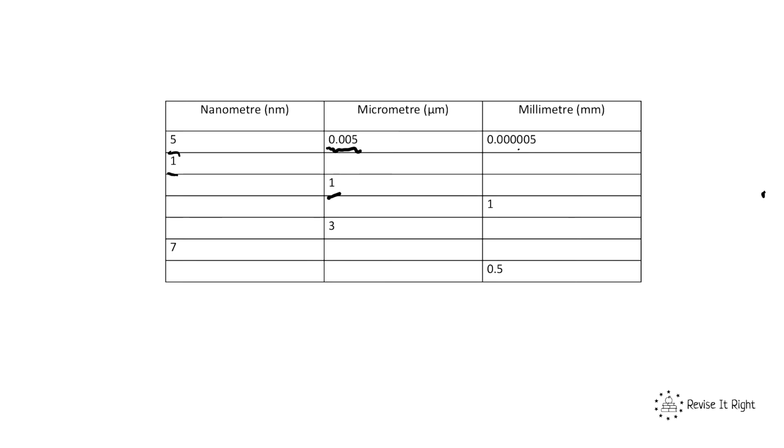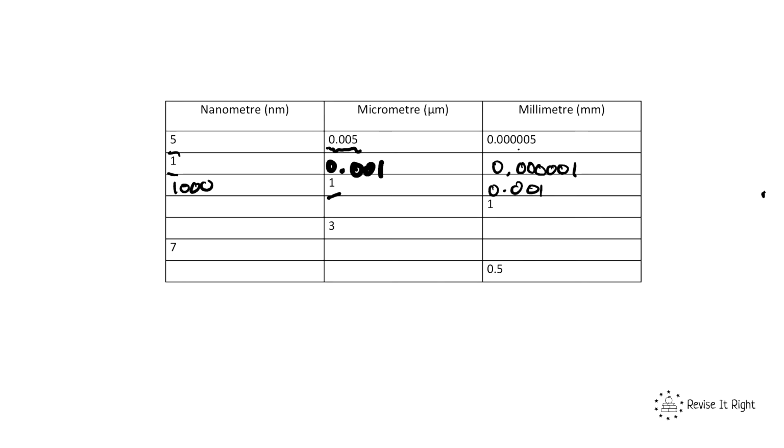Okay, so let's run through the answers then. To get from 1 nanometer to micrometer, we had to divide it by 1,000. So you should have got 0.001. And then to get from 0.001 micrometer to millimeters, you divide by 1,000. So you should have got 0.000001. To convert 1 micrometer to nanometers, we times it by 1,000, so that would be 1,000. And then from micrometers to millimeters, we divide it by 1,000, so that would be 0.001.